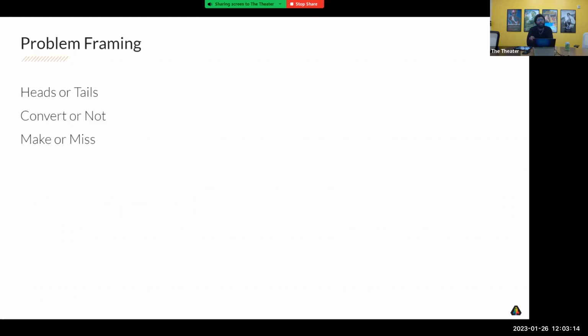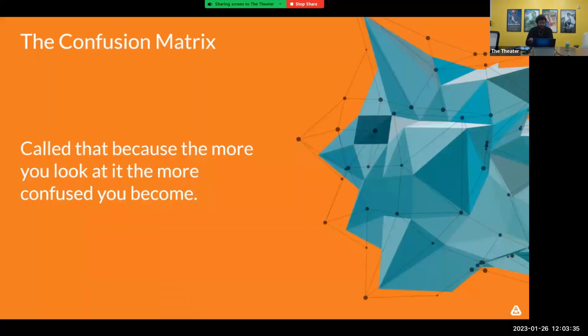So basically, in problem framing, we're talking about heads or tails questions. We're talking about conversions or no conversions. We're talking about making or missing shots and things like that. You can do classification with more than just binary problems, but for the sake of this webinar, we're only going to talk binary problems. So what is the confusion matrix? Well, it's called that because the more you look at it, the more confused you'll become.